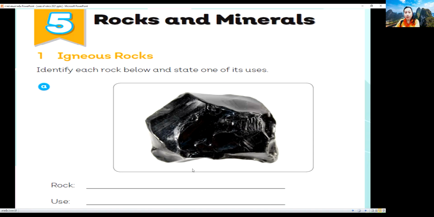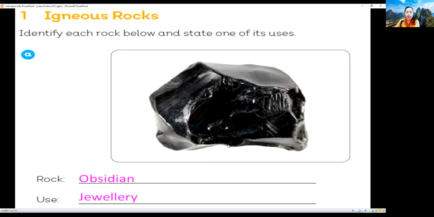Okay, let's find out what is this kind of rock, okay? This rock is an obsidian, okay? Who got it correctly? Raise your hand if you got it correctly. Santi got it correctly. Okay, very good. And Mighty. And this is used for jewelries, okay? And Anna and turquoise. Okay, they got it correctly. Very good. How about others?